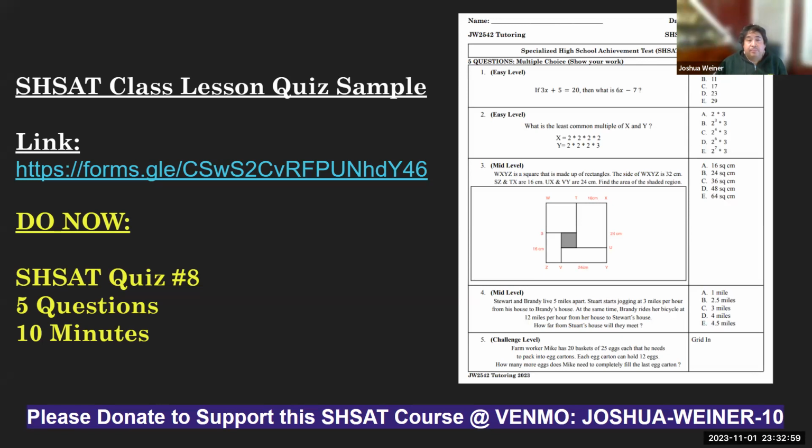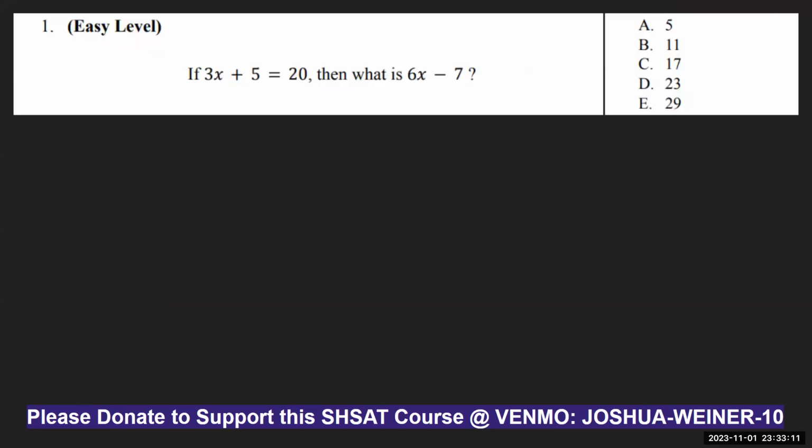All right, and now what I'll do, just like we do in class, is show you a method to solve each of the 5 problems in less than 2 minutes. So here we go. Welcome. Question number 1 reads, if 3x plus 5 equals 20, what is 6x minus 7?